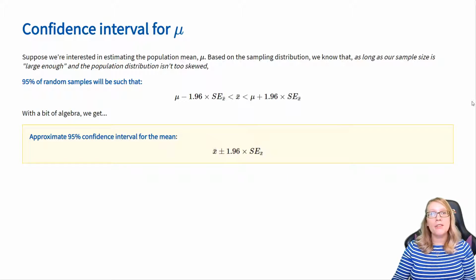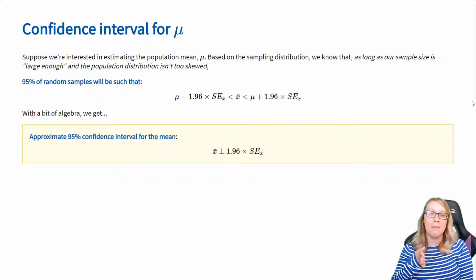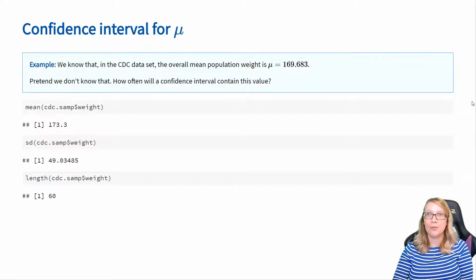With a little bit of algebra, we can take that range and rearrange it so that the population mean mu is in the center of the range, and we get a bound on mu. So an approximate interval for the mean looks like this. We take the sample mean and add and subtract 1.96 times the standard error.